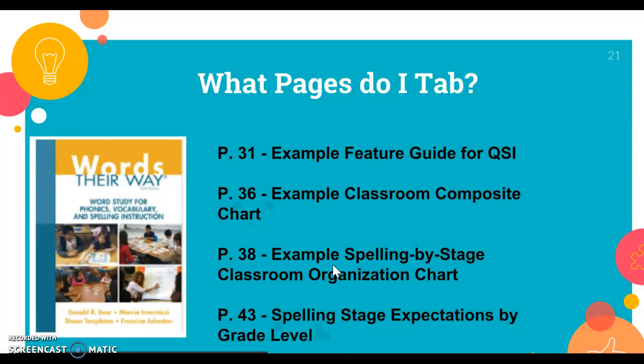Okay, what pages do I tab in chapter 2? So grab your Post-it notes, whatever you're using. I would tab page 31, which is that example of a feature guide for QSI. Page 36, example of the classroom composite chart, which is not recommended, but you could, well, it's recommended, but it's your choice whether you use the composite chart or not. Page 38, which is an example of the spelling by stage classroom organization chart. We do recommend and suggest that you use that to group your kids. Page 43, spelling stage by expectations and grade level.